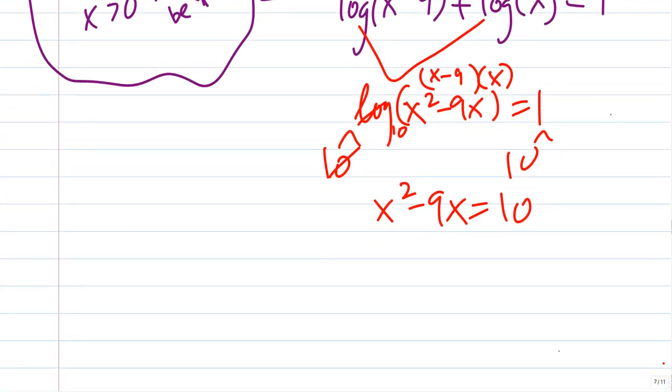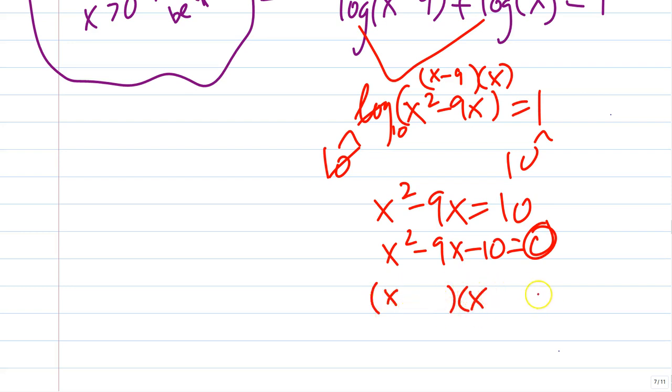How do I solve this? We've solved these before. X squared plus bx plus c, get it set equal to 0. How do we solve this? There's an F word for that. We're going to F this. We're going to factor, right? We've done this before. What multiplies to make 10 and combines to make a negative 9? So that x is equal to 10 or negative 1.